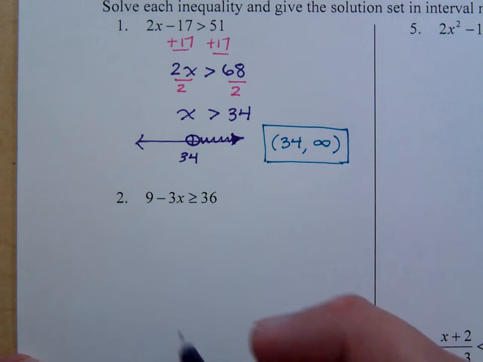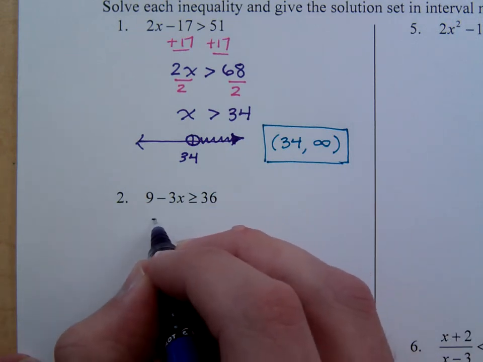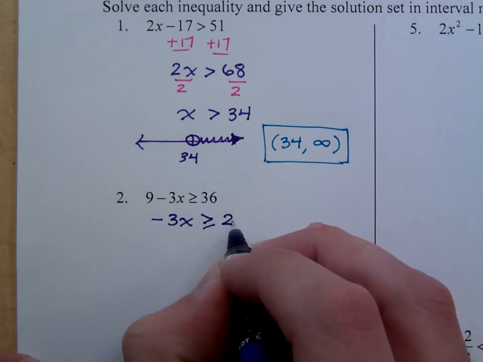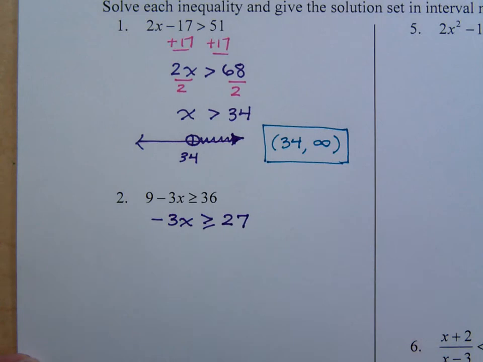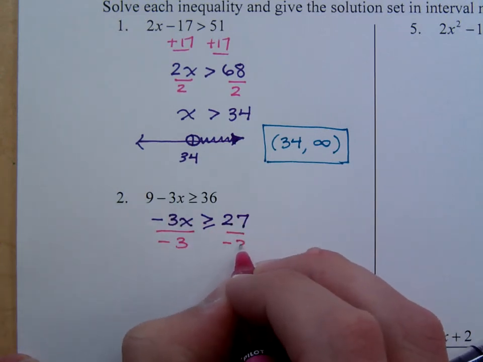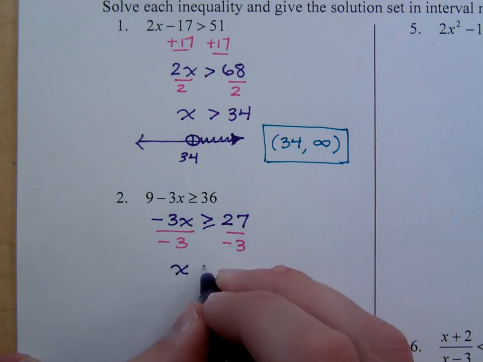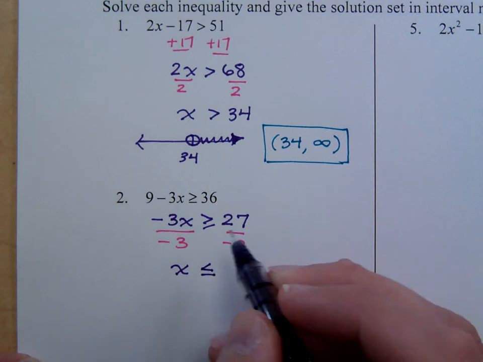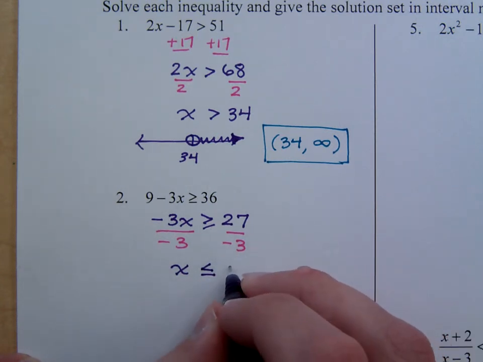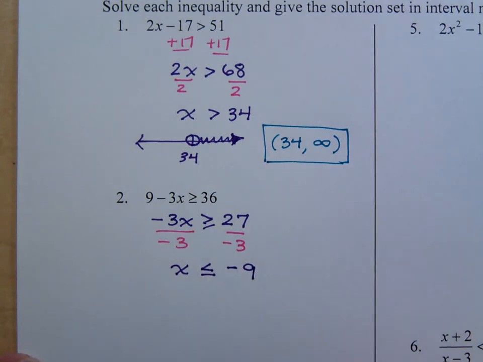So in number 2, I need to get the x by itself, so I need to move the 9 to the other side. So when I subtract 9 to the other side, that's going to give me 27. And here I need to divide both sides by negative 3. And when I divide by negative 3, that's going to turn the inequality from being greater than to being less than or equal to. And so 27 divided by negative 3 is negative 9.